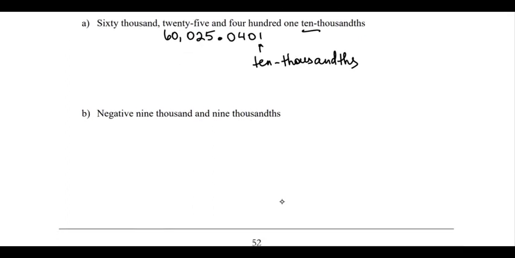Negative 9,009 thousandths. All right, so here's my "and" right here. Negative 9,000. So this one's fine. And then 9 thousandths. So the thousandths would be in the third place value after the decimal point. So 0, 0, 9. So I got the tenths, hundredths, and thousandths. And I have 9 thousandths.